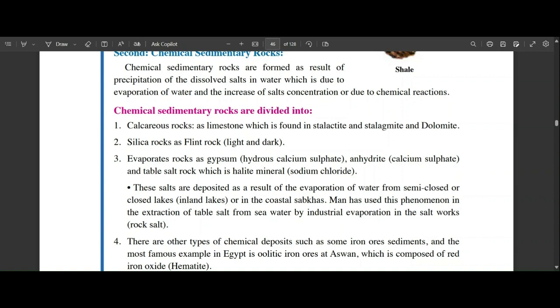These salts are deposited as a result of the evaporation of water from semi-closed or closed lakes, inland lakes, or in the coastal sabkhas, the coastal salt flats. Man has used this phenomenon in the extraction of table salt from seawater by industrial evaporation in the salt works, rock salt.